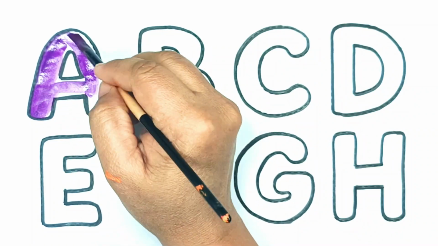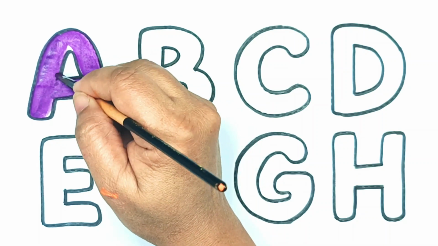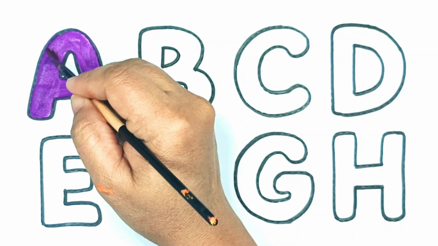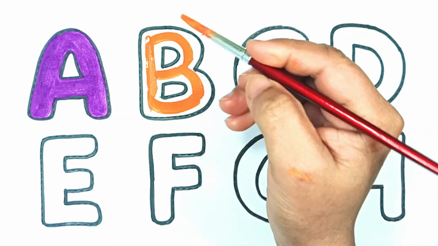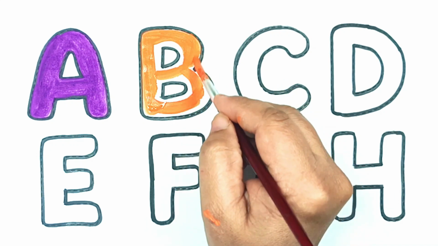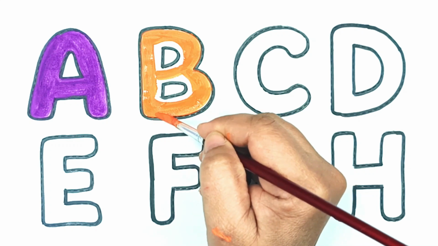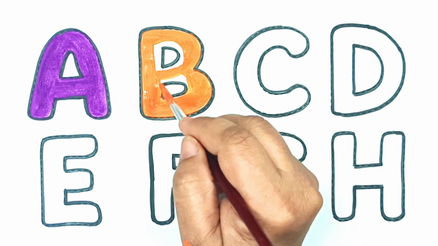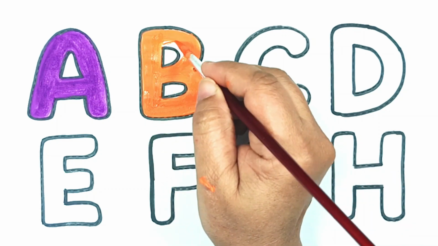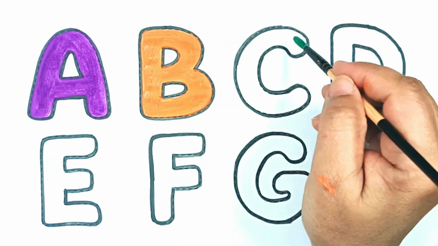A is for apple. A is for ant. A is for antlers on top of a deer. B is for ball. B is for bat. B is for banjo, it's loud and it's clear.